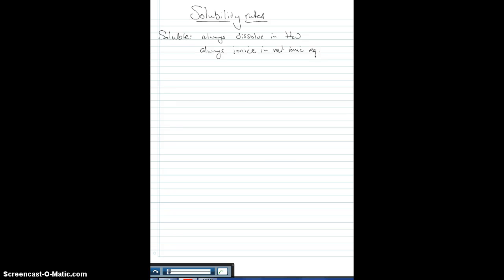Hi, ladies and gentlemen. We're going to be talking about solubility rules today. Just a reminder, this soluble idea is when something will always dissolve in water, and these are going to be ionic compounds. When we have a soluble compound, we want to make sure that we always ionize it in a net ionic equation, and they're going to ask us to write net ionic equations most of the time.